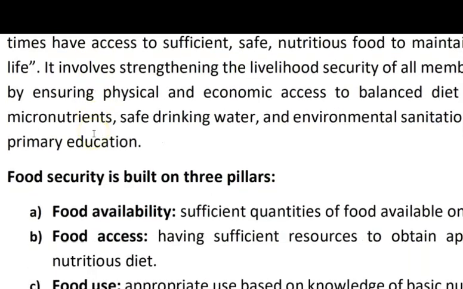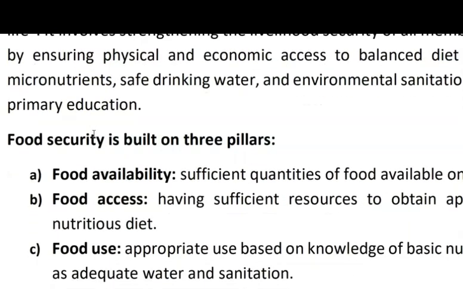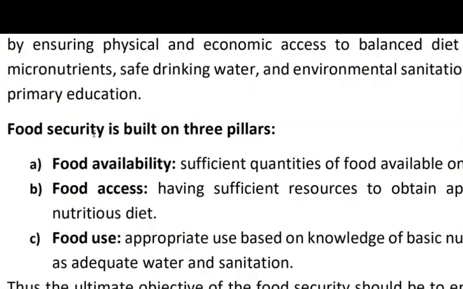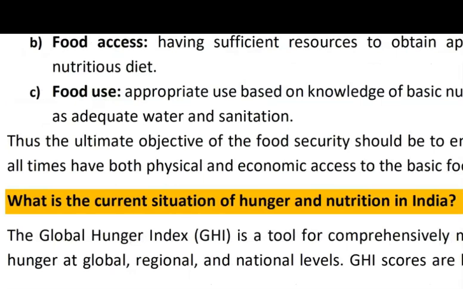And now we will see that food security is built on three pillars. That is, how do we ensure food security? It is done on the basis of three core pillars, and those are food availability, food access, and food use. So as we can see, the ultimate objective of food security is to ensure all people at all times have both physical and economic access to the basic food they need. Now let's see what is the current situation of hunger and nutrition in India.